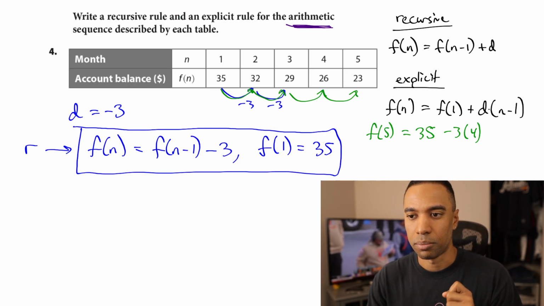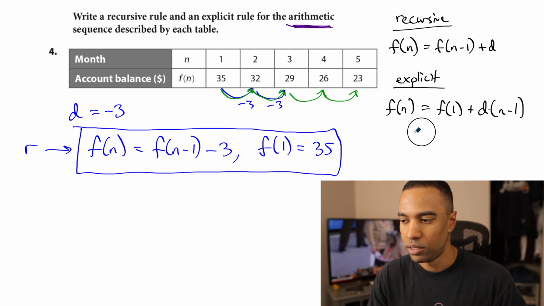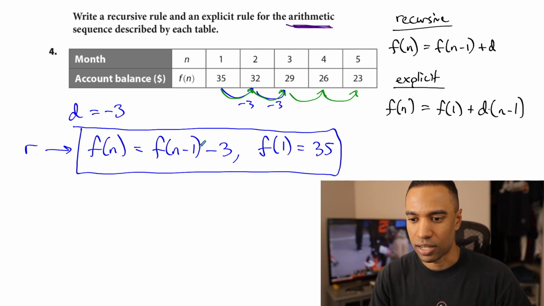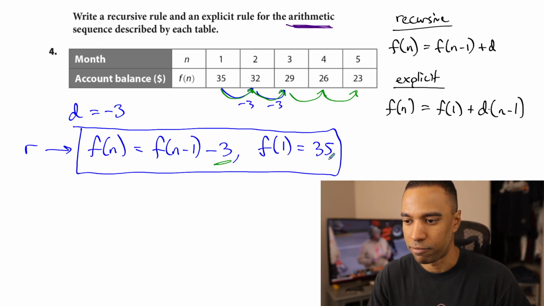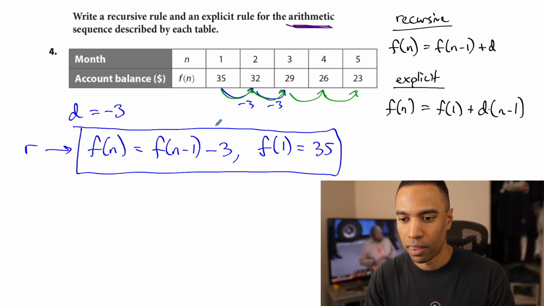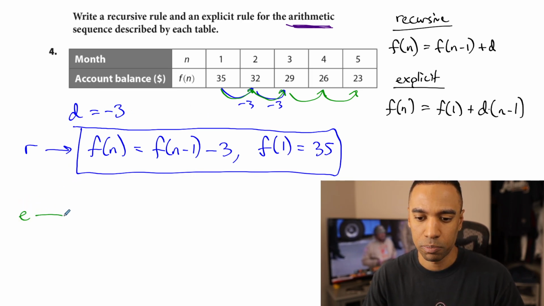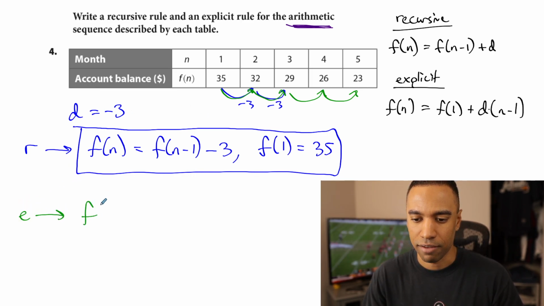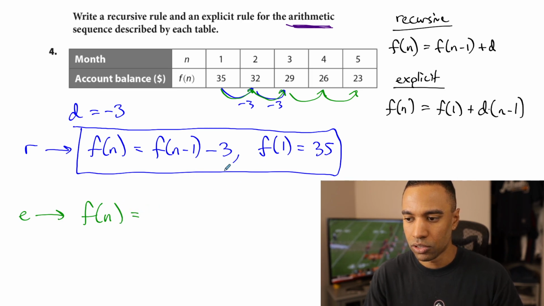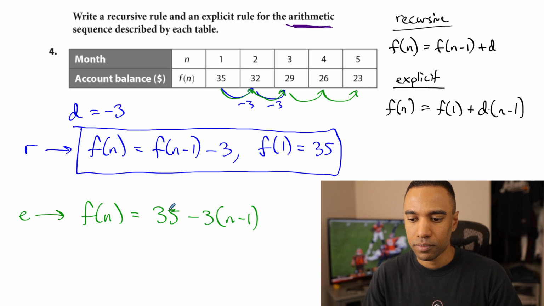Now I'm going to write a simplified version of each term as well, meaning after I distribute the n minus 1. Just like last time, I needed my common difference and my first term. Here I'm also going to need my common difference and first term, which we have. The first term is 35, and the common difference is negative 3. So the explicit function looks like f of n equals f of 1, 35, plus the common difference, minus 3, times n minus 1. And that would be it.